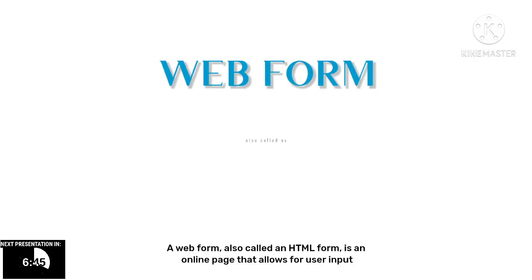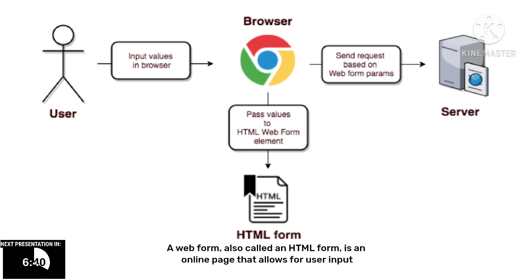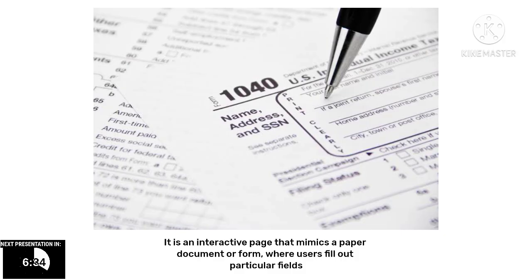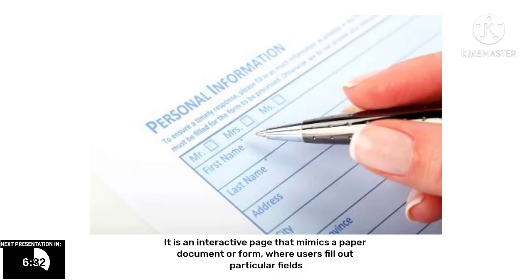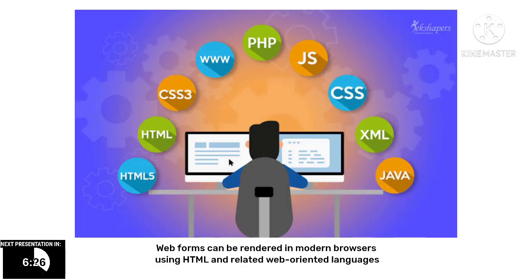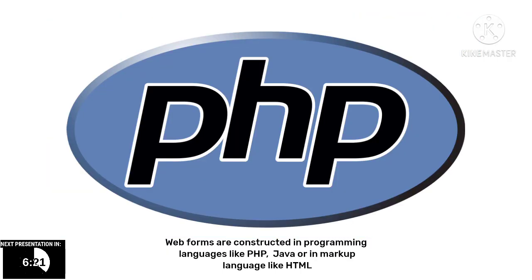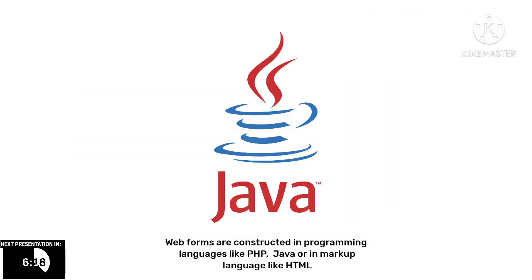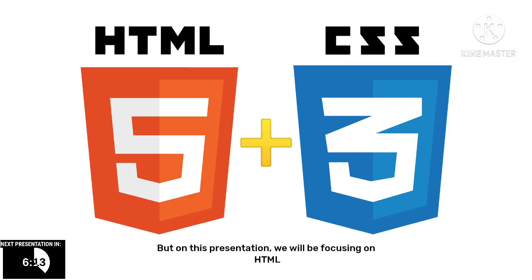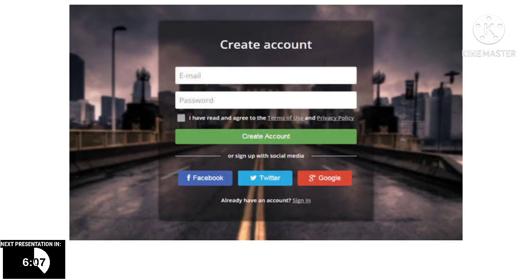A web form, also called an HTML form, is an online page that allows for user input. It is an interactive page that mimics a paper document or form, where users fill out particular fields. Web forms can be rendered in modern browsers using HTML and related web-oriented languages. Web forms are constructed in programming languages like PHP, Java, or in markup language like HTML. But in this presentation, we will be focusing on HTML.